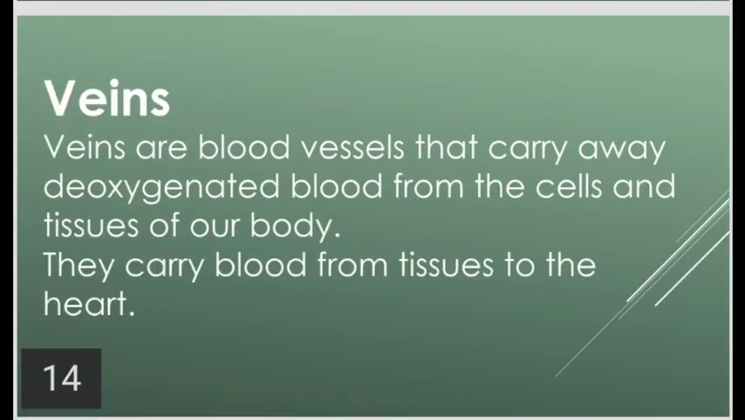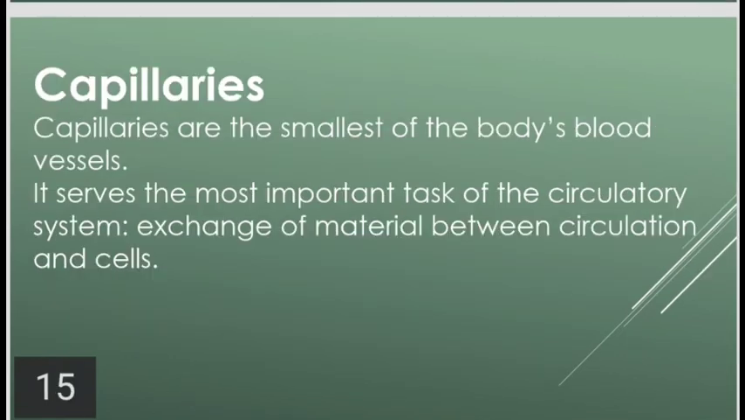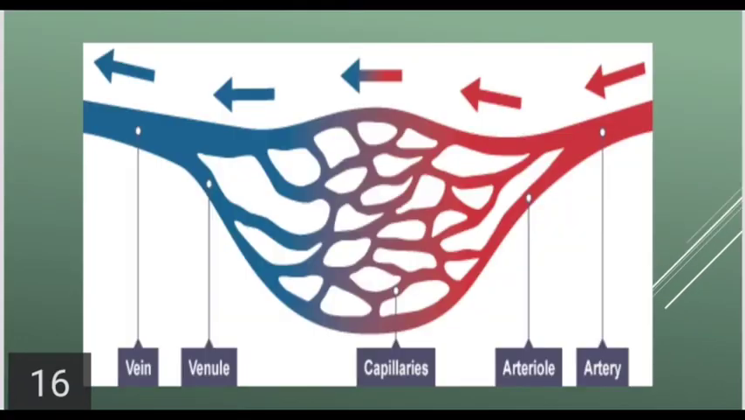Veins are blood vessels that carry deoxygenated blood away from the cells and tissues of our body. They carry blood from tissues to the heart. Capillaries are the smallest of the body's blood vessels. They serve the most important task of the circulatory system: exchange of material between circulation and cells. This image shows different types of blood vessels.